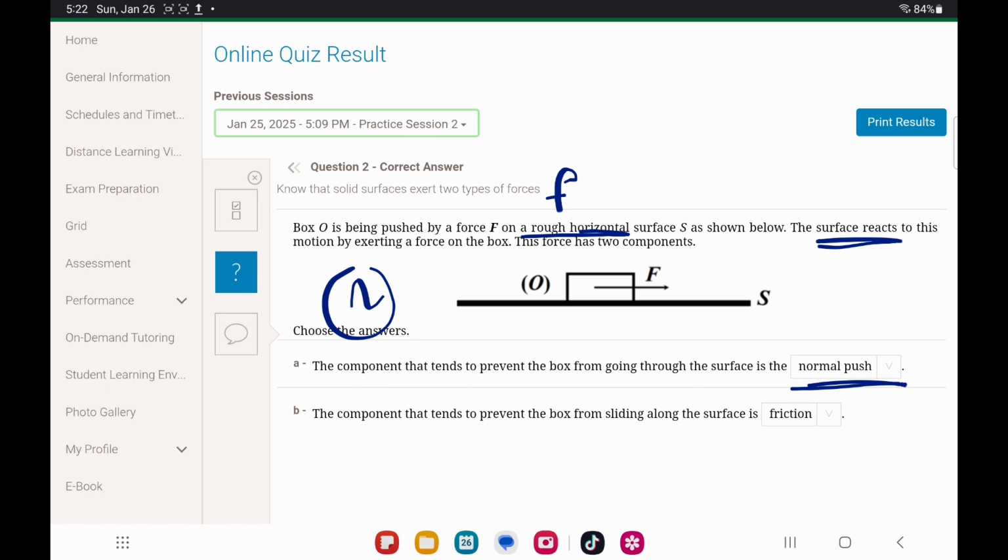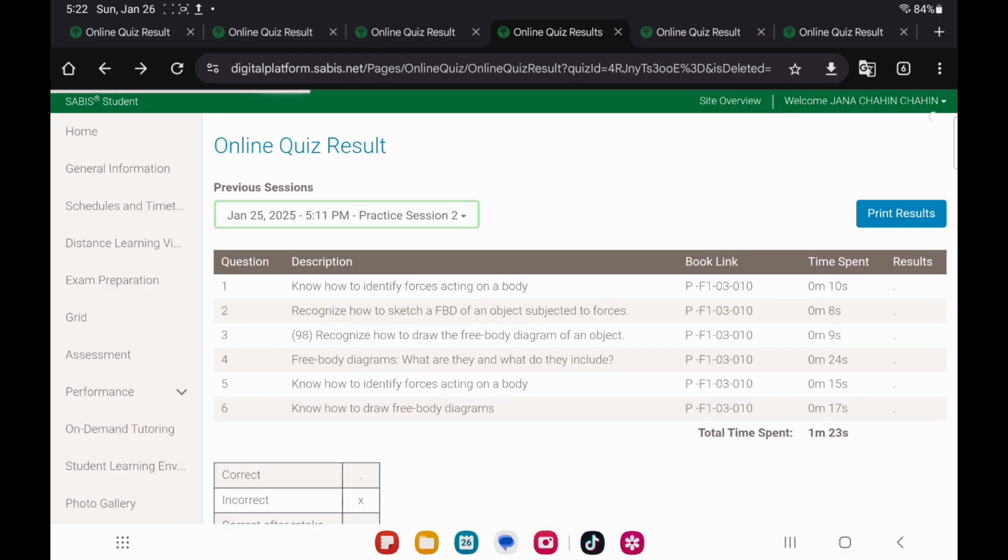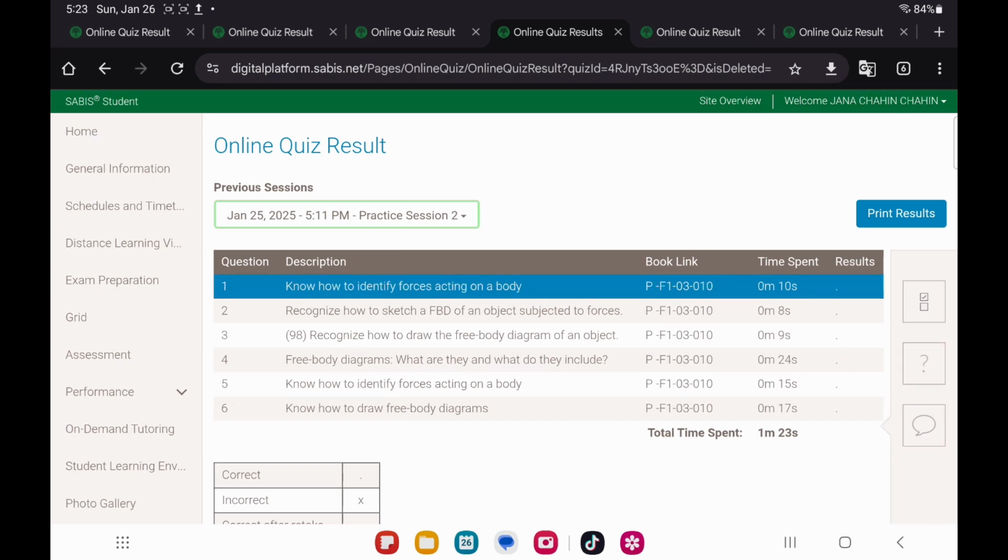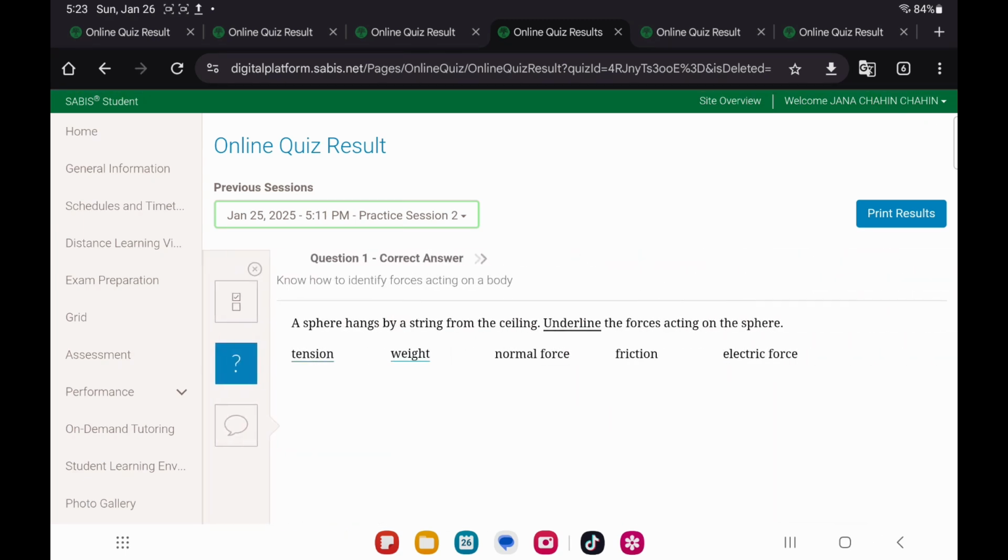It's the same thing. The component that prevents the box from sliding down, when they say sliding down or falling down, it's always friction. And that's 3.9. Okay, 3.10.